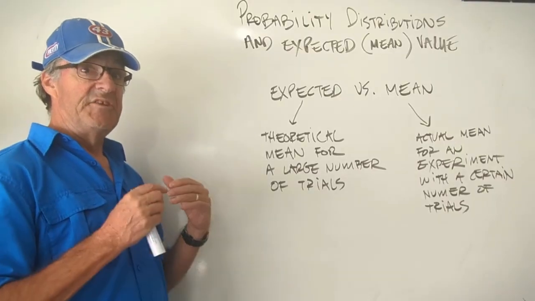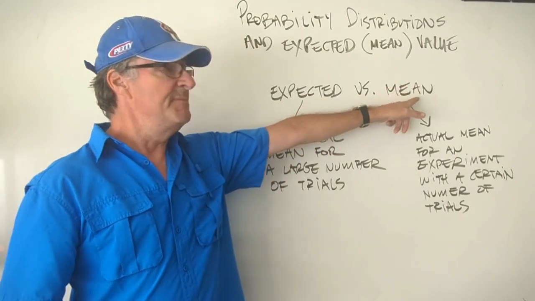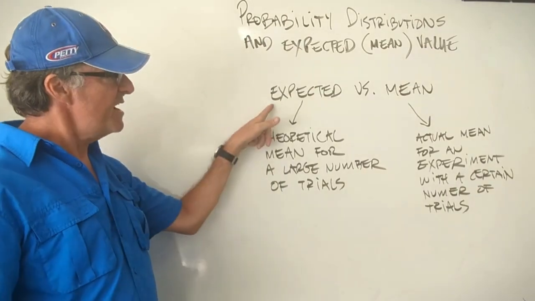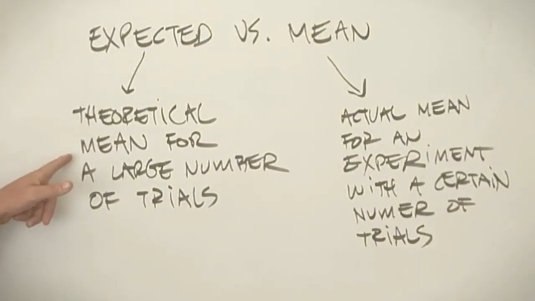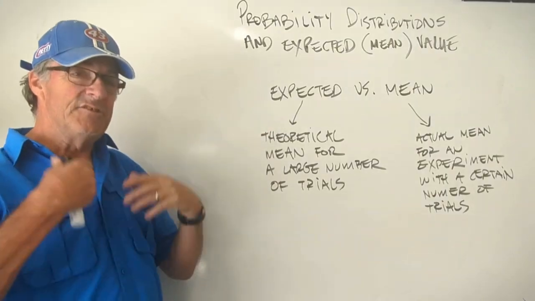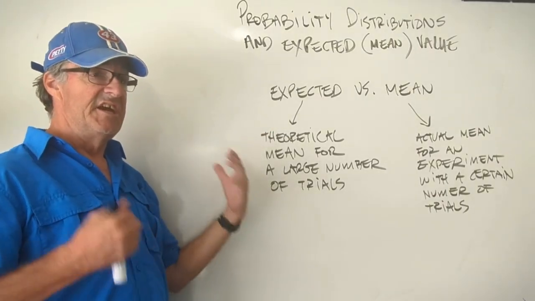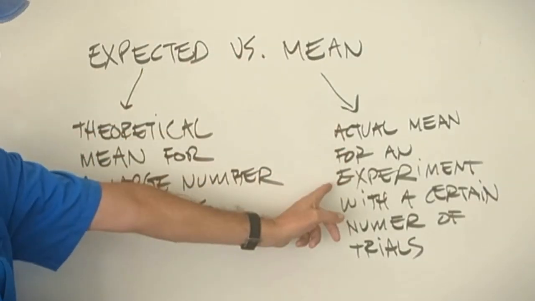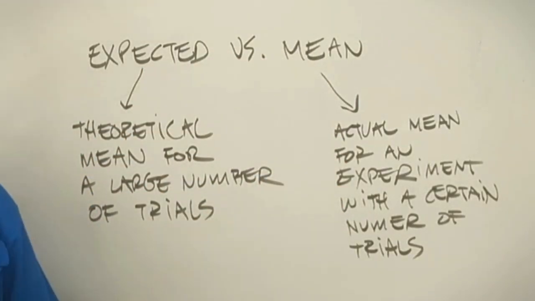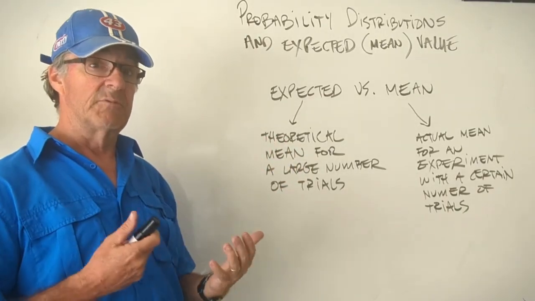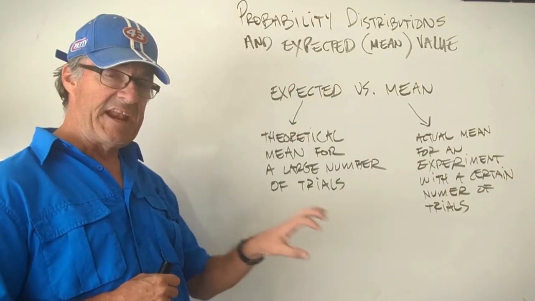Let's talk about the difference between expected and mean value. They're very, very similar, okay? An expected value is a theoretical mean, same number here, but this is a theoretical mean for a very large number of trials. So this would be, in theory, if we did 1 million trials, here is the expected value. The actual mean is a mean for an experiment with a certain number of trials. So let's say we do an experiment 50 times and then we record the results. That mean would be for that experiment.